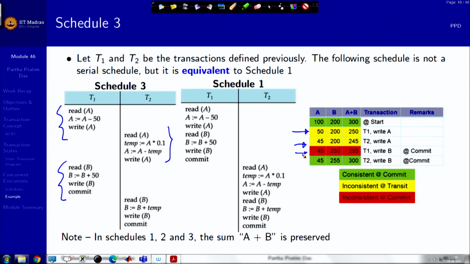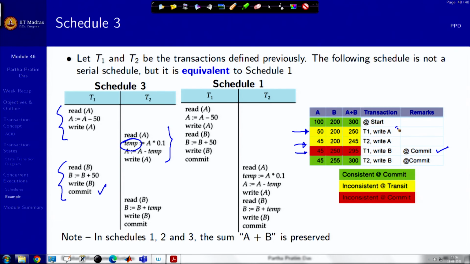Now, what has happened? Transaction 1 has finished, so it is committed. So, you have a commit, but still $5 are not there that you took away in this temp. They have not come into the B's account. So, you reach a state which is inconsistent at commit.